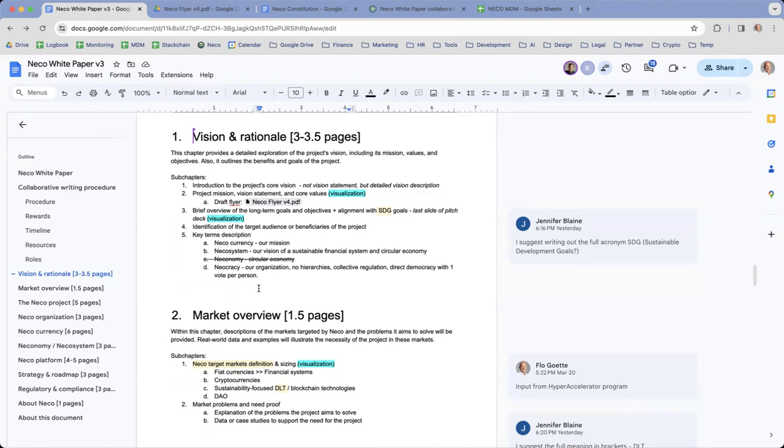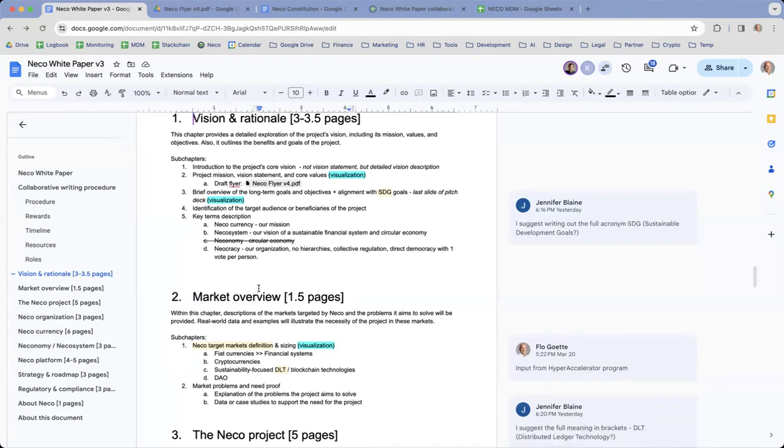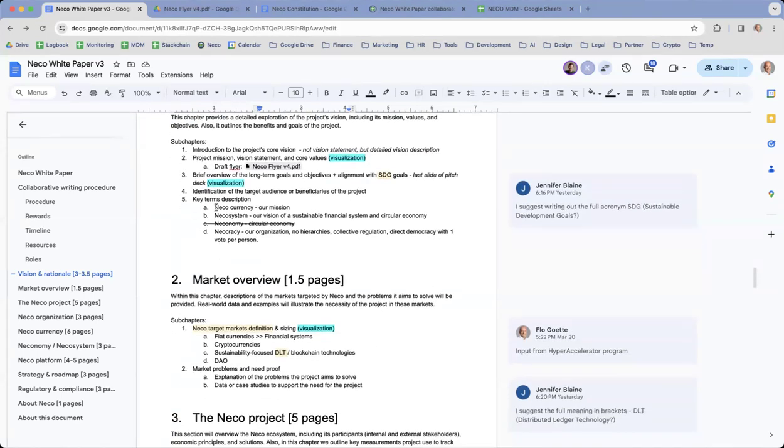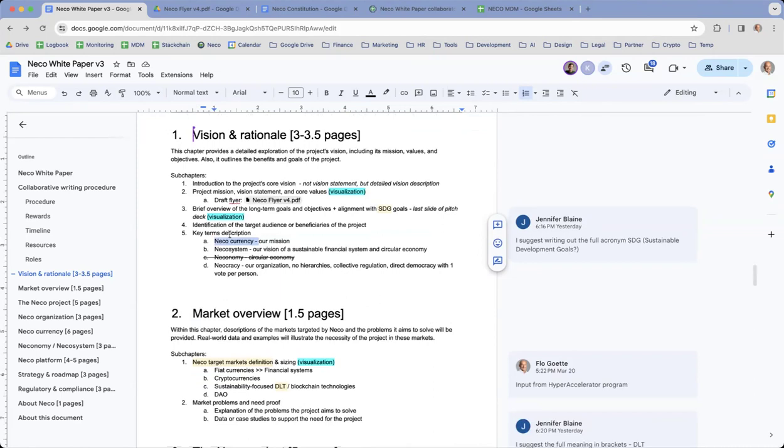So who is the target audience for Neco? The LOHAS, the lifestyles of health and sustainability. Who are the beneficiaries? And we are going to talk about the key terms of the project: the Neco currency, the Neco system, and the Neocracy. These three things that I mentioned earlier. So the purpose of this chapter is to explain our mission and our vision in short sentences, using our standard mission and vision statements, to the target audience.